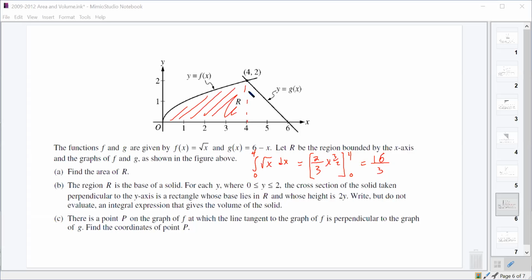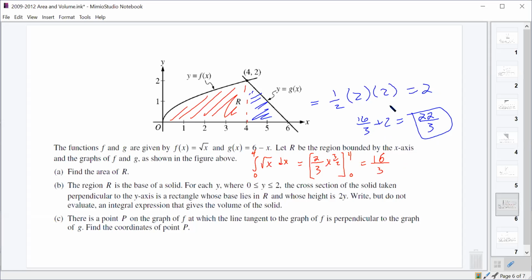And then if we want to find this other section, you could, if you wanted to, integrate 6 minus x from 4 to 6, or we could just see that this is 1/2 of the base times the height, which would be 1/2 of 2 times 2, or 2. So what should we end up with? 16/3 plus 2, which should give us 22/3. Everybody good there with part A? Any questions on part A?